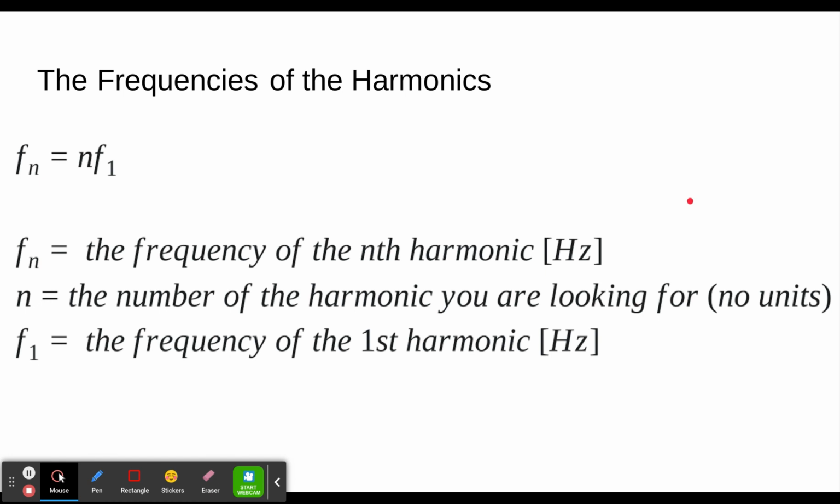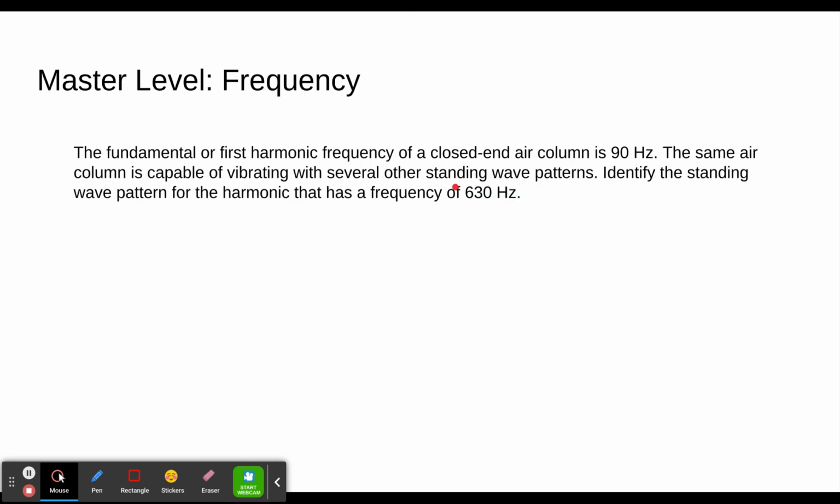All right, so frequencies, same idea. Our fundamental frequency is here. Multiply that times the number of the harmonic, third harmonic, fifth harmonic, etc. Notice we'll only have odd numbers of harmonics, and that'll give us the frequency of that harmonic. So our sample problem here, we see the fundamental or first harmonic frequency of a closed air tube is 90. Okay, so F1 equals 90 hertz.